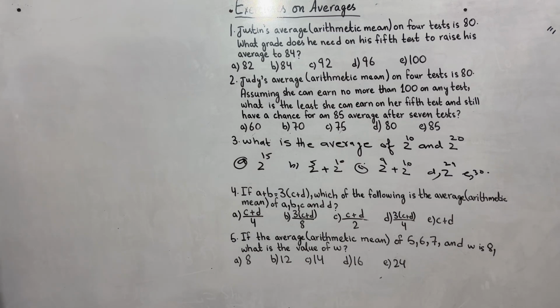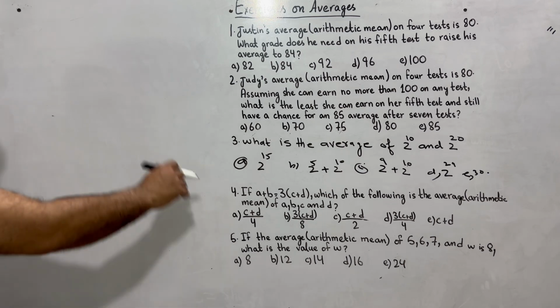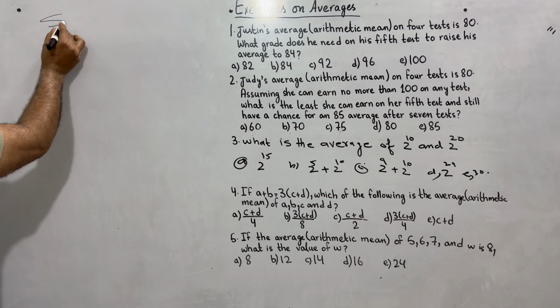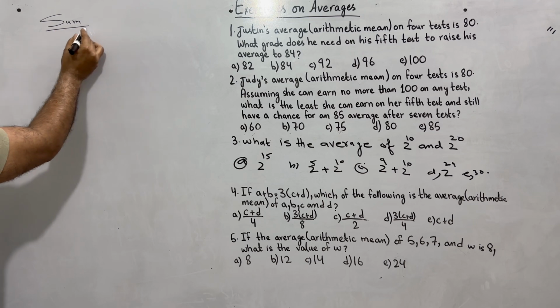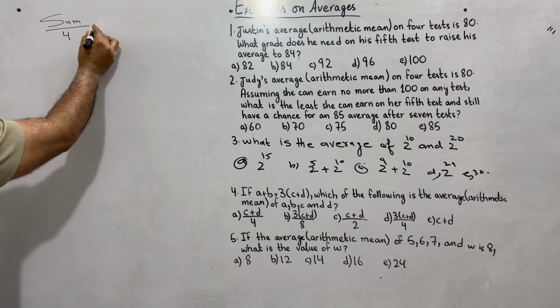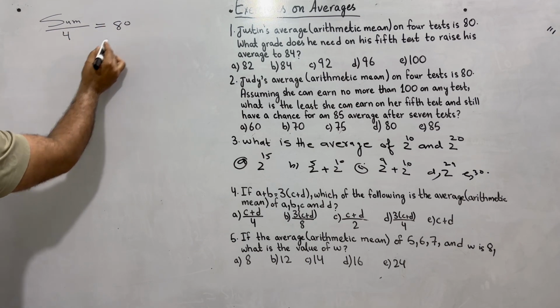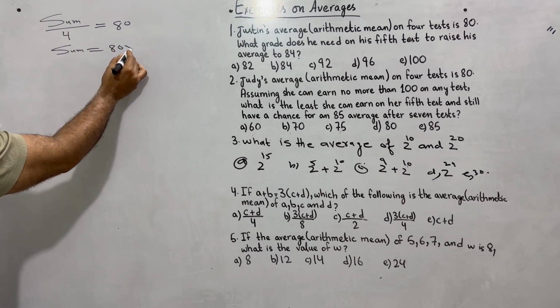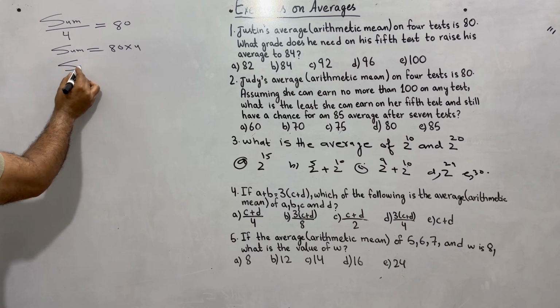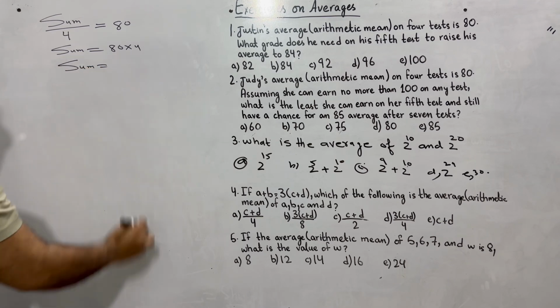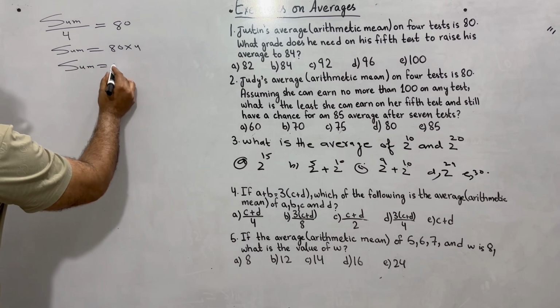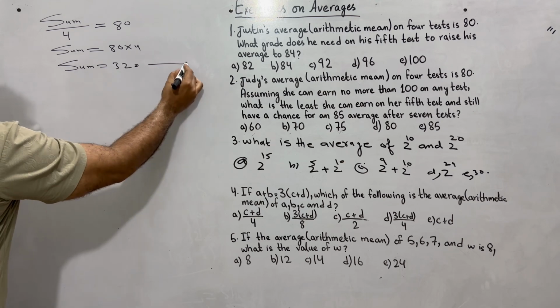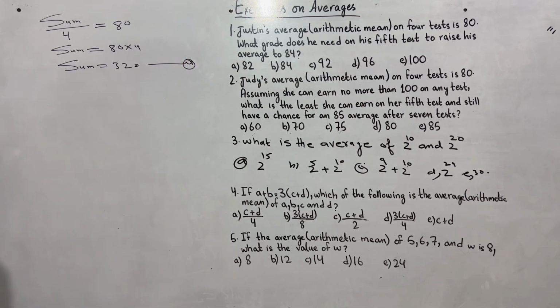Judy's average, arithmetic mean, on the first 4 tests is 80. Let me make it a model: sum of 4 tests divided by 4, and the average is 80. So the sum is going to be 80 times 4. That is, the sum of Judy's scores on the first 4 tests is 320. Equation number 1. Now we have the given restriction.